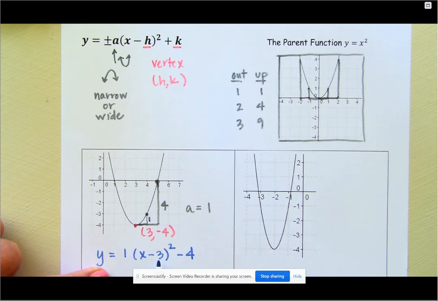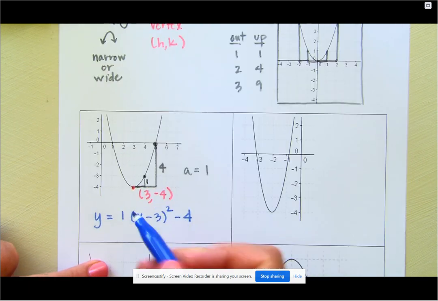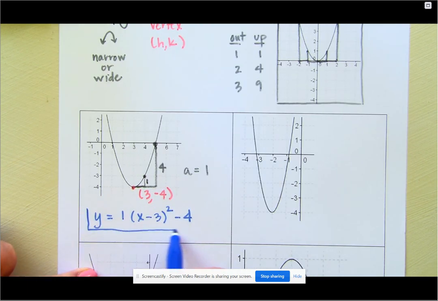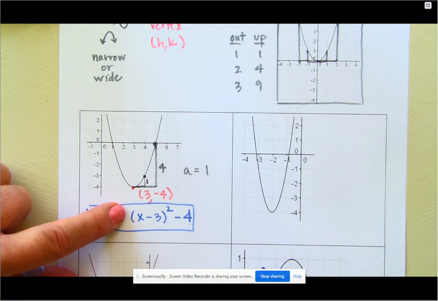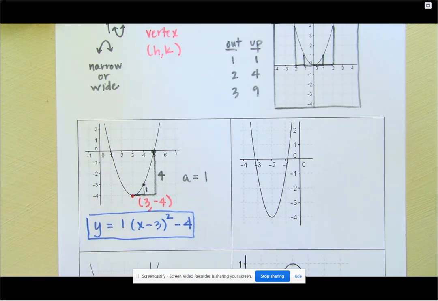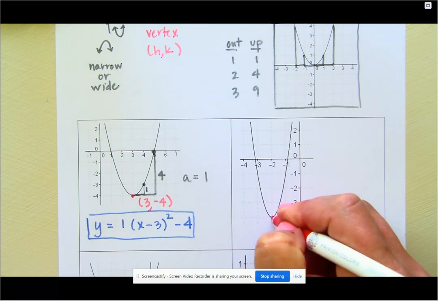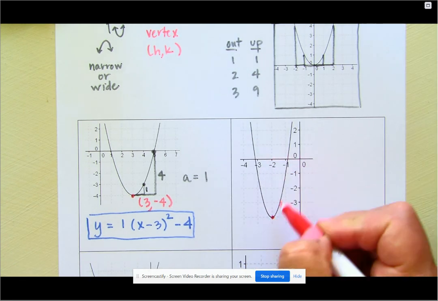And remember, the vertex is the opposite of this number, comma, this number. It looks good. You also could go to Desmos and type it in and make sure that it makes this exact graph as a way to check. And again, the 1 is not necessary because if you multiply by 1, it doesn't change. Okay, let's do another one. For this one, the first thing I'm going to do is identify the vertex. Make sure you do x first. Negative 2, negative 4.